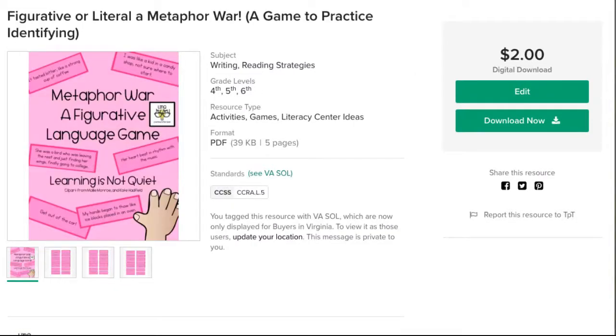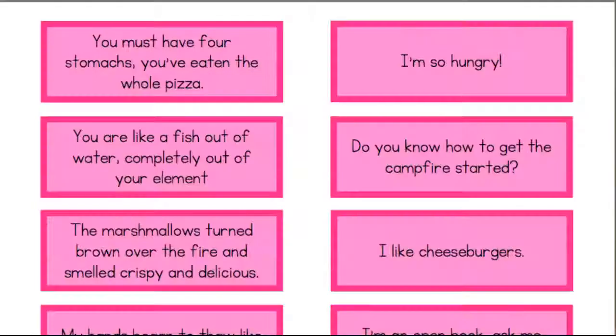Also, please note that this Metaphor War, a figurative language game, is included in this Metaphors and Similes product. Okay, so when you open up this Metaphor War, a figurative language game, you are going to see a bunch of pink cards that look like this. So step one is to laminate and cut out all of these pink cards.